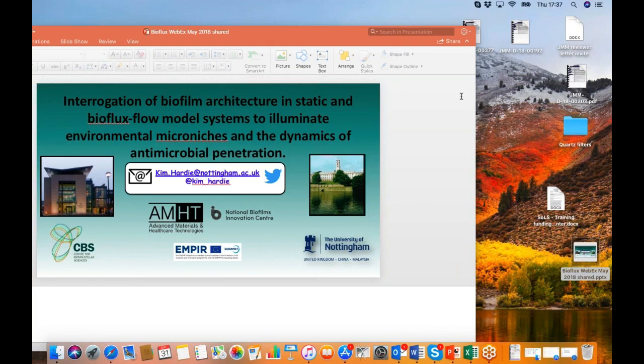I did have one question that I wanted to ask, which is, you've recently got these assays up and running. What was the most viable, reproducible biofilm flow assay?